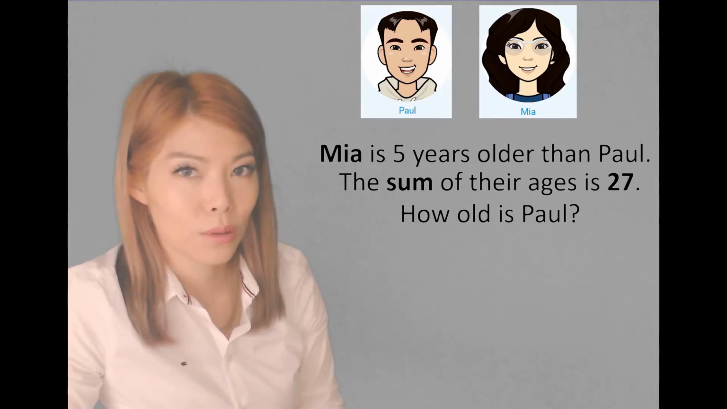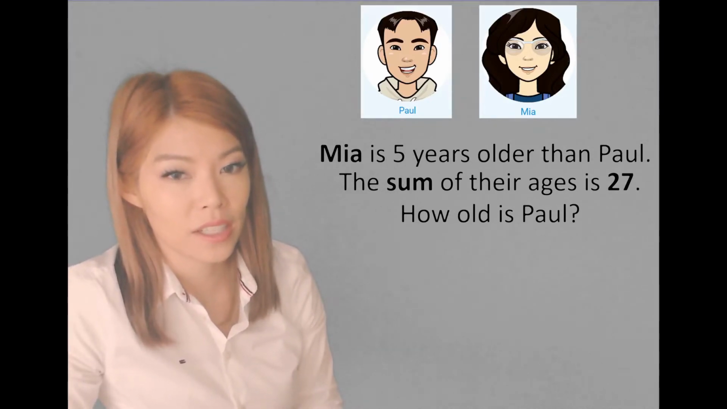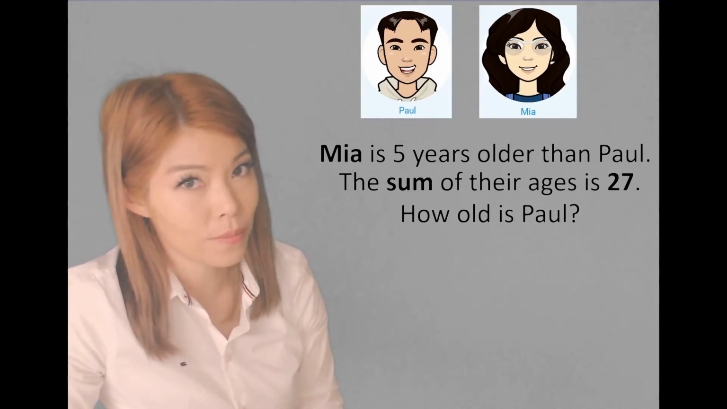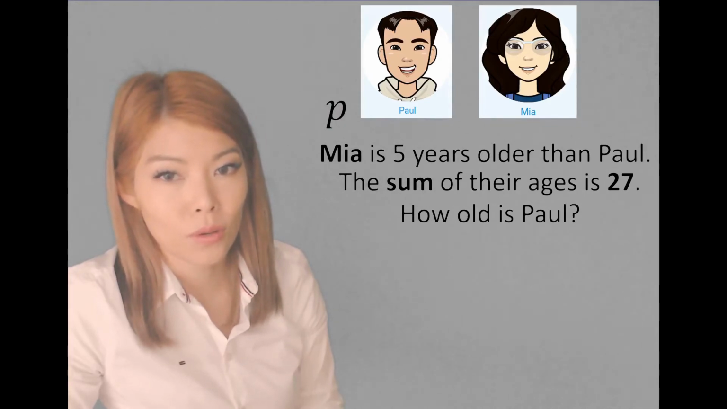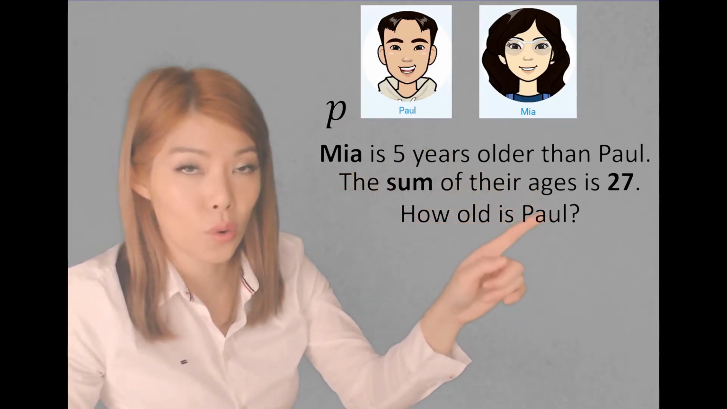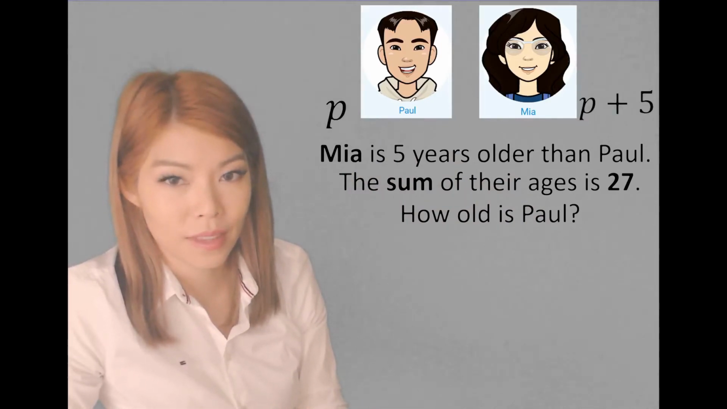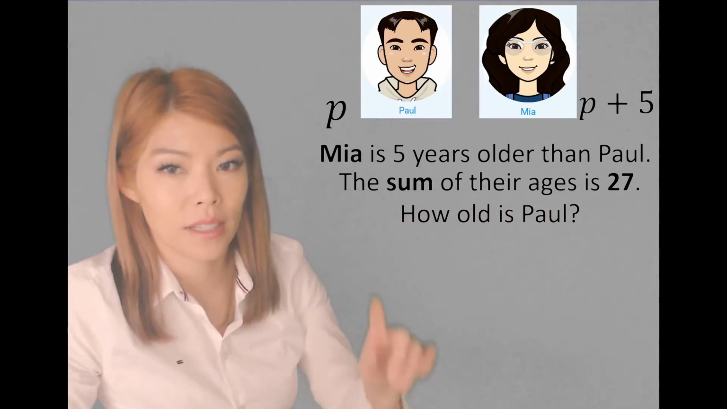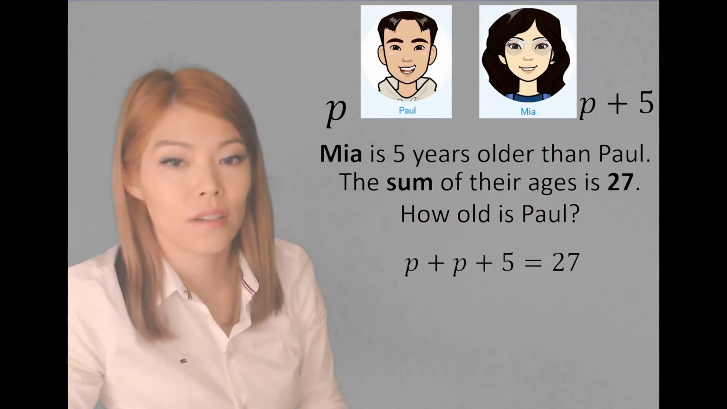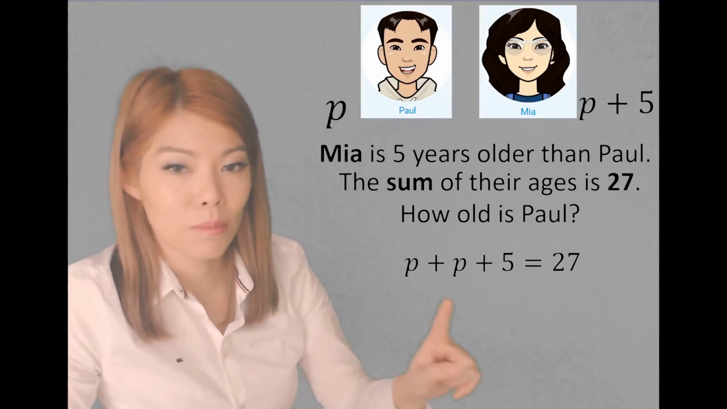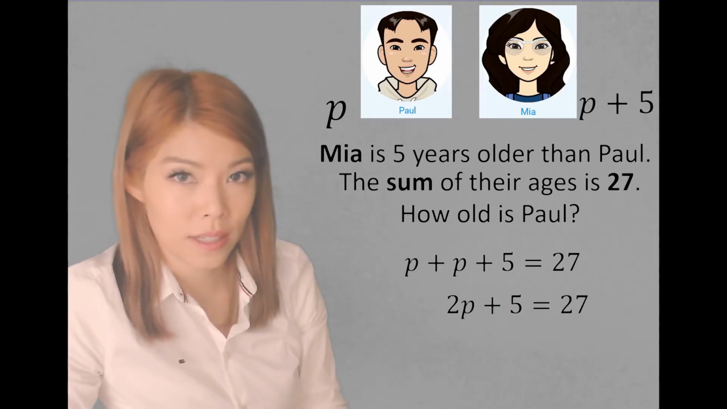Let's do a couple examples with age. Nia is 5 years older than Paul. The sum of their age is 27. How old is Paul? Now I'm going to use P for Paul as a variable. And therefore, because Nia is 5 years older than Paul, we can write Nia as P plus 5. Now, the sum is 27, so the P and the P plus 5, when you add them together, it should give 27.